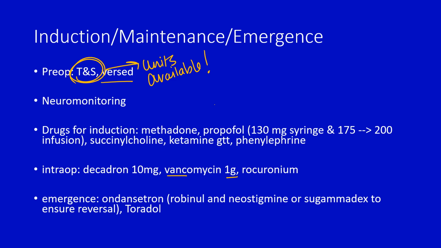Neuromonitoring was involved, which affects your anesthetic as far as the use of your volatile anesthetics as well as paralytics. The drugs we used for induction were methadone, propofol, sux, ketamine drip, and a neo drip. Intraoperatively, she received some Decadron, some vancomycin, and some rocuronium, and I'll explain why later. And for emergence, she received Zofran, Toradol, and a reversal of the paralytic we used, either neostigmine or sugammadex. At my facility, we just tend to give sugammadex to everyone because it is a better drug.